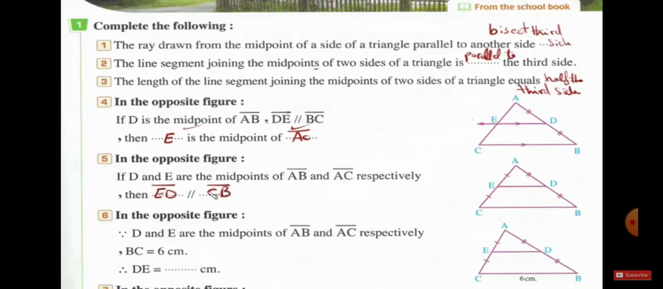Number 4: as we see, in triangle ABC, D is a midpoint of AB and ED is parallel to BC, then we can say E is a midpoint of AC. Number 5: ABC is a triangle, D is the midpoint of AB and E is the midpoint of AC, then we can say ED is parallel to BC. Number 6: D and E are midpoints of AB and AC. BC is 6 cm, then we can say DE is half BC, equal to 3 cm.